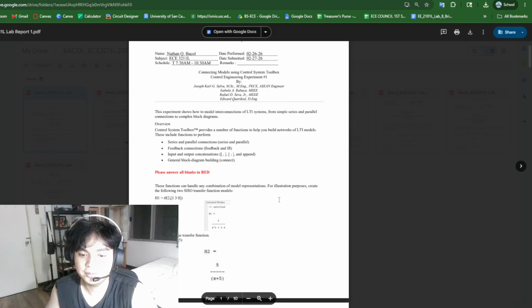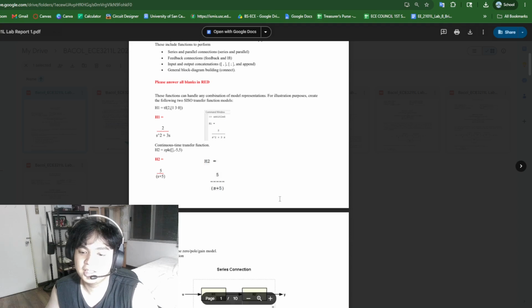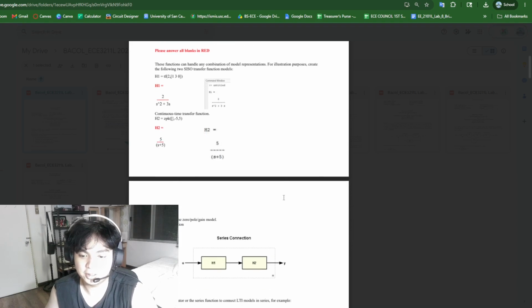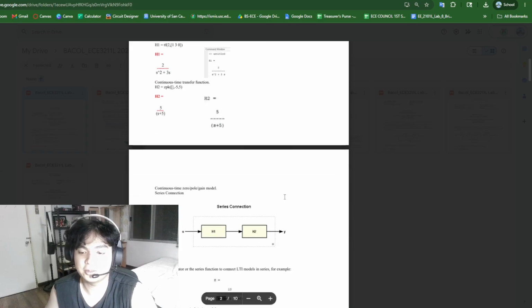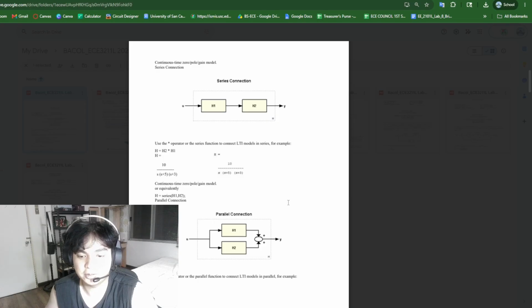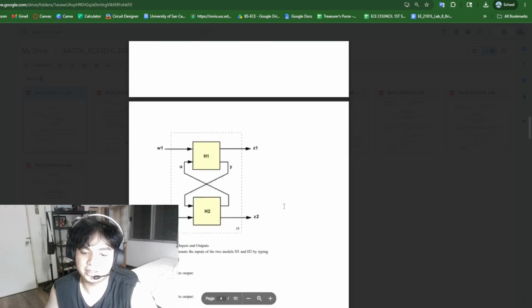In Lab 1, I learned that systems can be connected in either series, parallel, or feedback form. Series means one system's output becomes the next system's input, and parallel means two systems receive the same input and their outputs are combined. Feedback is the most important because the output is returned to the input to correct errors, and this overall helped me understand that block diagrams are not just drawings. They can be converted into actual mathematical models using MATLAB commands such as TF, ZPK, series, parallel, and feedback.